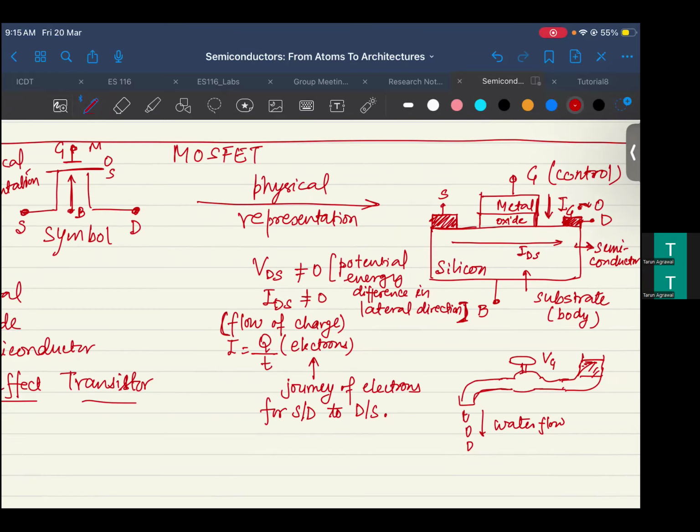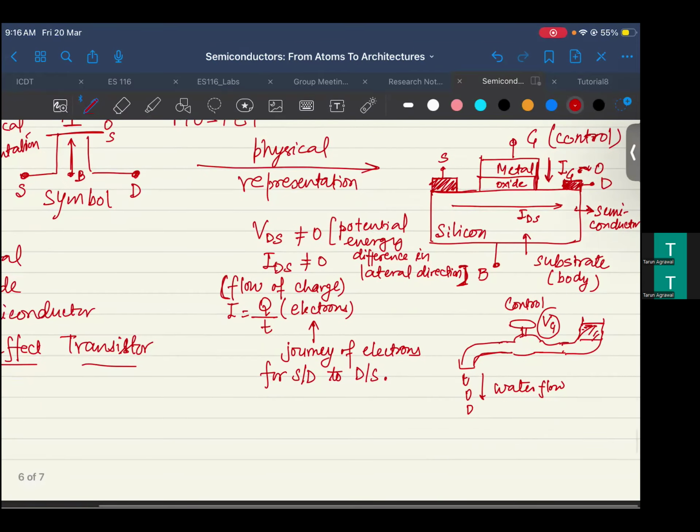If VDS is zero, there is no net journey of electrons, so you would not see any current flowing through the transistor, right? So now what controls the journey of electrons? It's basically like this control law. What controls? And we have seen from the application that the gate controls the journey of electrons, right? So now the gate controls the journey of electrons. Wow. So what does it mean, gate control?